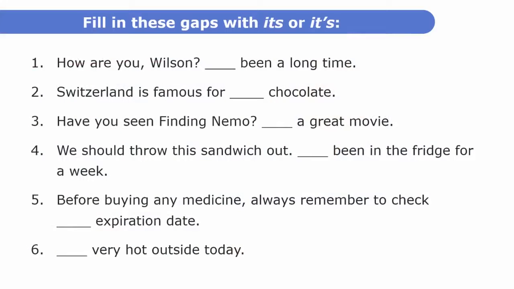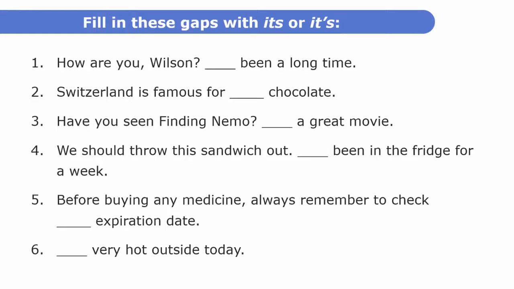All right, on the screen you see 6 sentences, and I'd like you to fill in the blank in each sentence with its with an apostrophe or its without the apostrophe based on the rules that we just discussed. Now take a moment, pause this video, and think about your answers, and then I'll show you the answers. All right, let's discuss the answers.